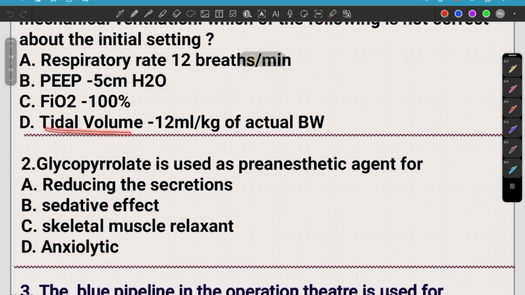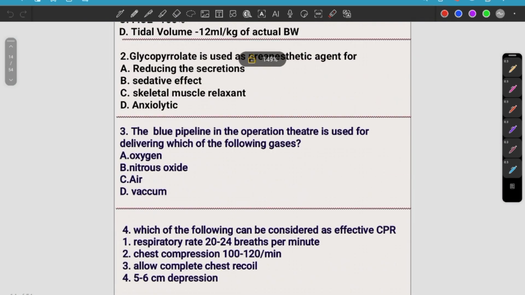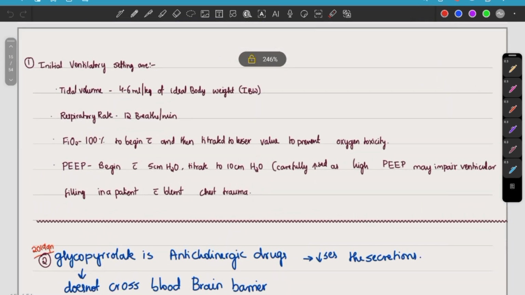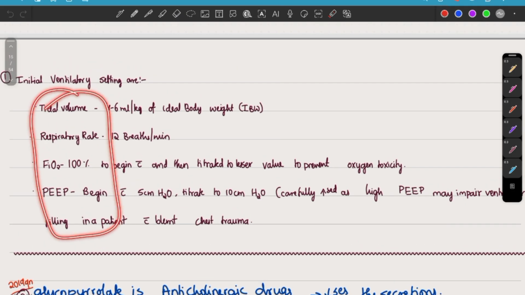Next, the tidal volume is 12 ml per kg of actual body weight. Actually, the tidal volume is kept at 4 to 6 ml per kg. This is too high a tidal volume. See, the initial setting of the ventilator, what all things should we consider? The tidal volume is 4 to 6 ml per kg of total body weight.